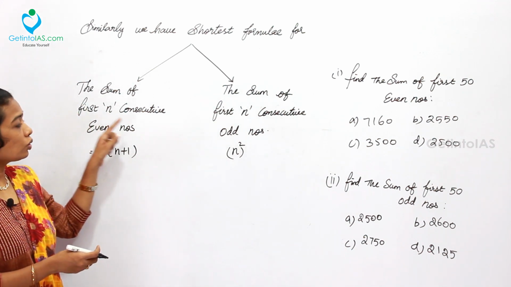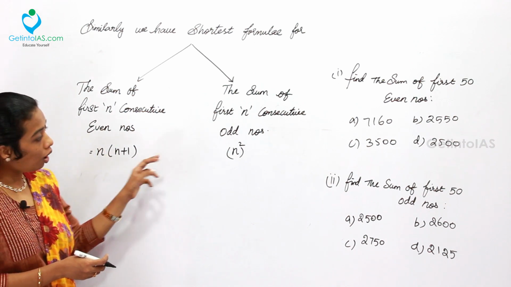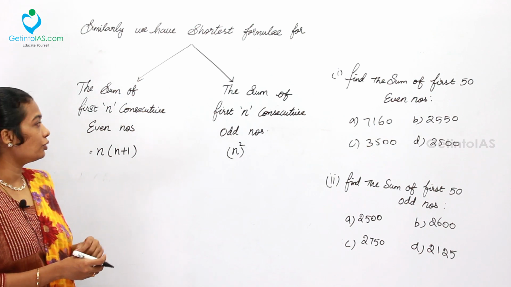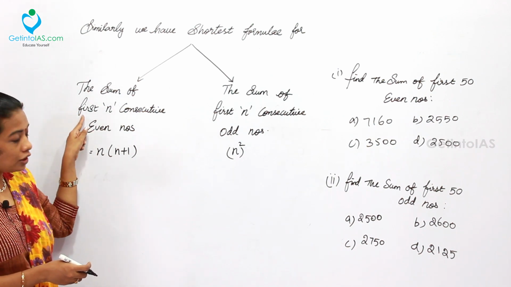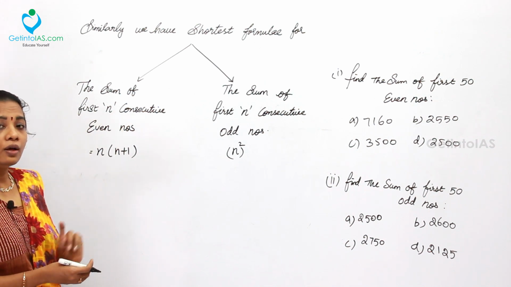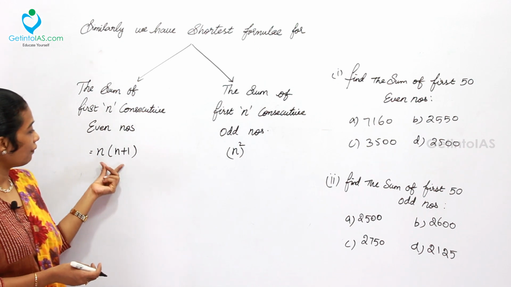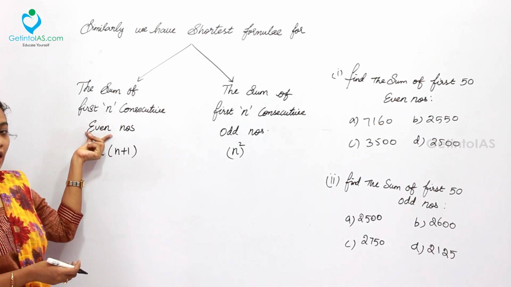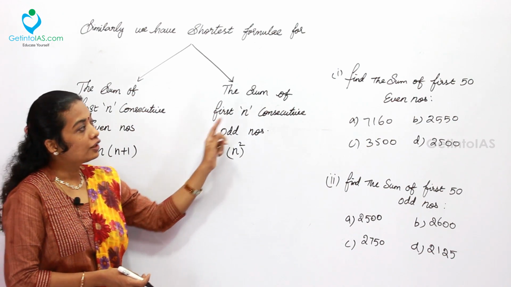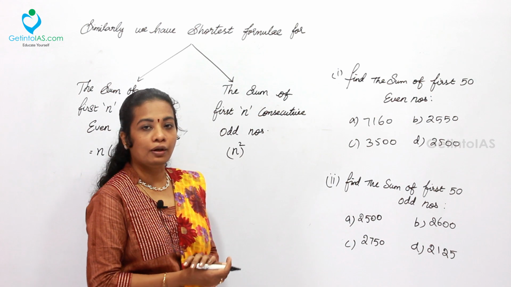That is the two conditions. Only it must be the even number series or it may be an odd number series. For that we have two specific formulas. The only condition is that it should start from the first, and it must be consecutive in both cases. So here we have n into n plus 1 for even numbers and n square for odd numbers. The first question: find the sum of first 50 even numbers.